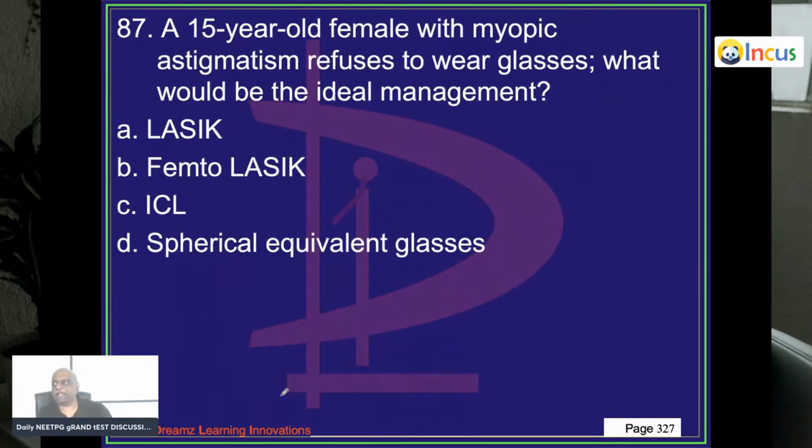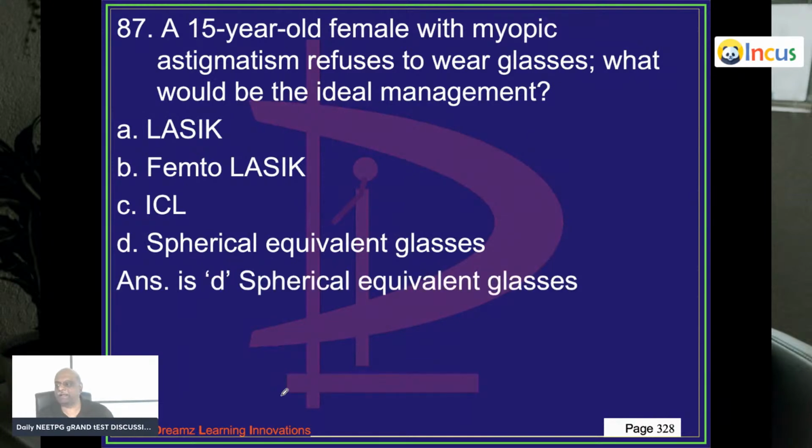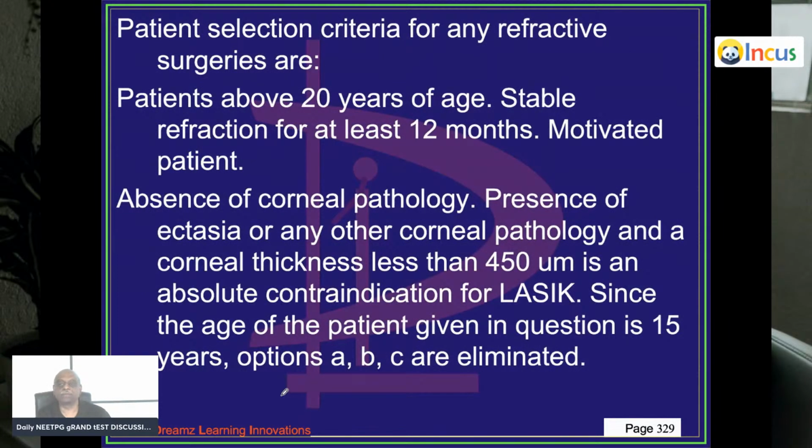15-year-old with myopic astigmatism refuses to wear the glasses. So what do you want to give? Spherical equivalent glasses. So patients above 20 years of age, stable refraction for at least 12 months, motivated patient, they are the ones who are good for refractive surgery.